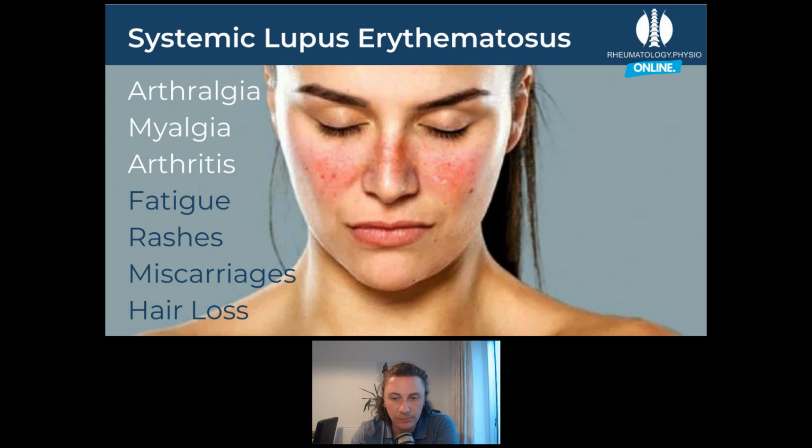A single one, I usually will not put any weight into that. But if they've had multiple miscarriages, then that would go into my clinical reasoning process as well. And then finally, hair loss is quite common. So they will report sort of hair falling out in chunks when they're washing it, those kinds of things.